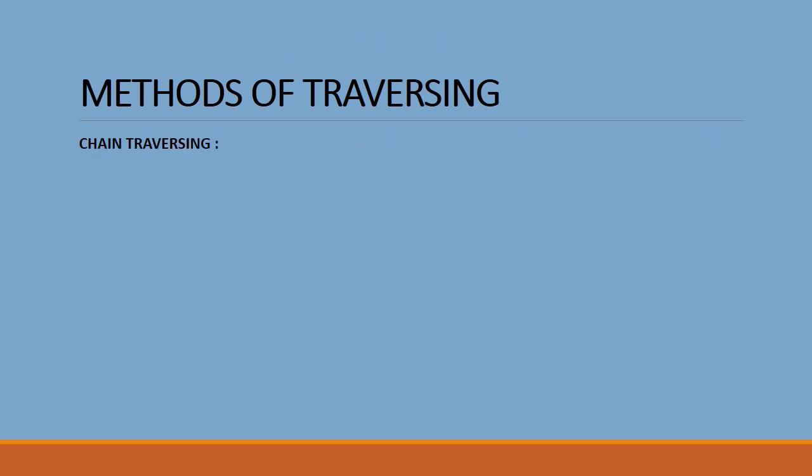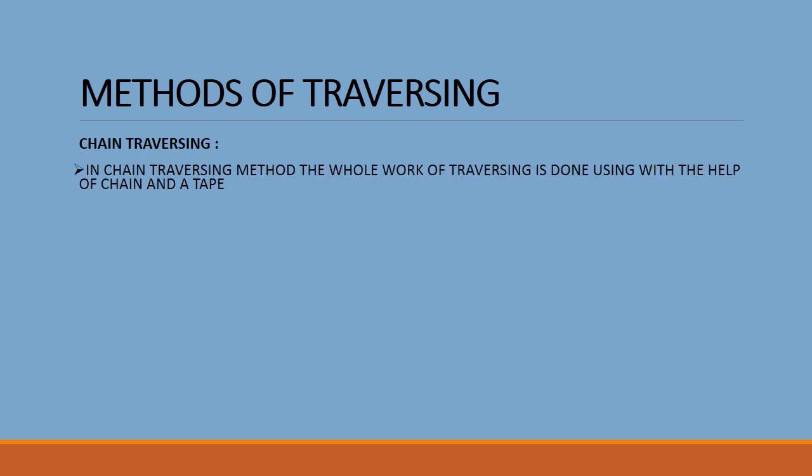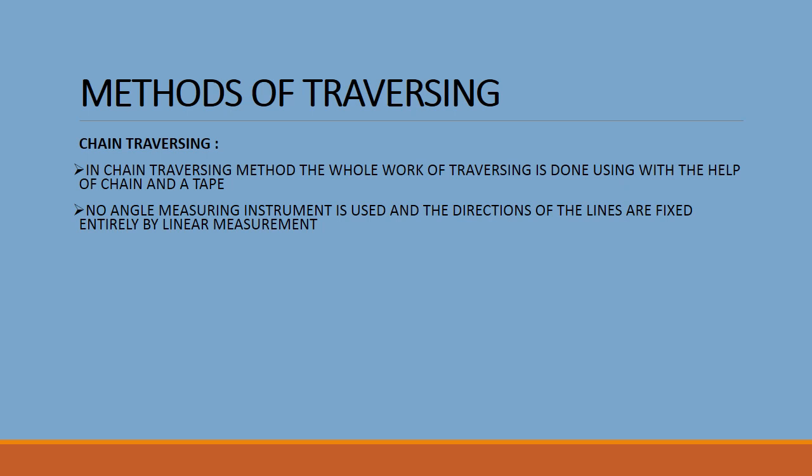Now for methods of traversing, the first one is chain traversing. What is chain traversing? In chain traversing method, the whole work of the traversing is done with the help of a chain and a tape. We use the chain or tape to do the traversing and to form the framework or the circuit of the particular survey lines. No angle measuring instrument is used, and the direction of the lines is fixed entirely by linear measurement. Here the direction is not directly measured, it is fixed entirely by linear measurement.